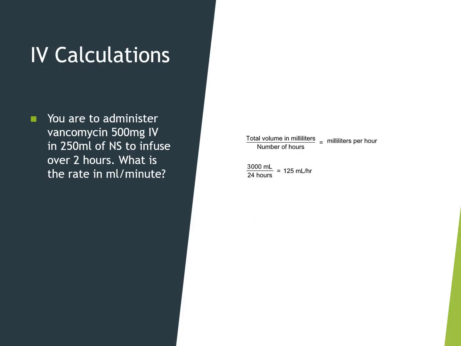IV calculations, of course: you are to administer vancomycin 500 milligrams IV in 250 milliliters of normal saline to infuse over 2 hours. What is the rate in milliliters per hour? So total volume in milliliters over the number of hours given is equal to the milliliters per hour, right? So of course, looking at the total, 250 divided by 2 hours is 125 mLs per hour.